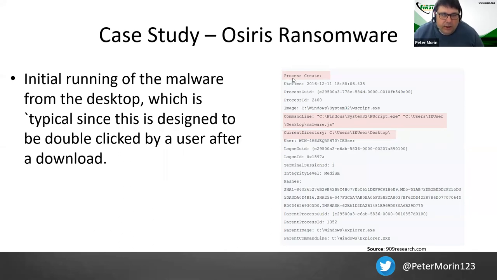So we can see here, we have an event ID one, process create. If you look down, you have the command line, C:\Windows\System32\WScript.exe, and then we have it running a JS file off of the desktop, the IE user desktop, in that current directory, right? So that's the first thing to notice. We have our first process create of a .js file. So that's our dropper basically being executed, right?